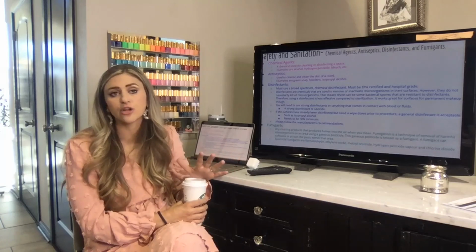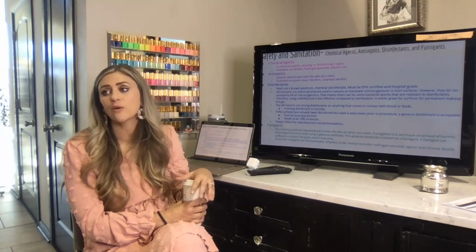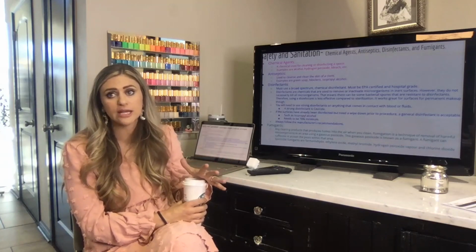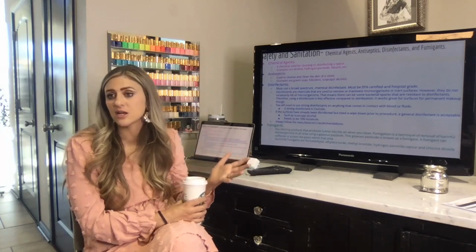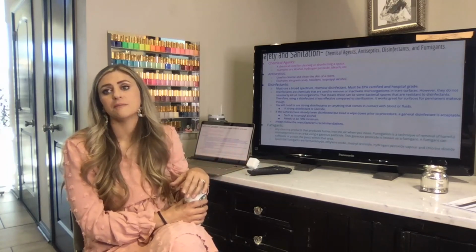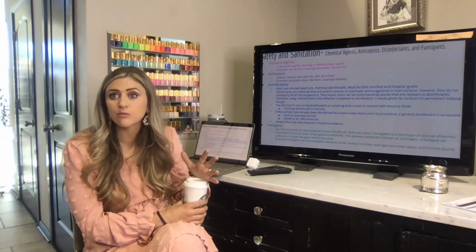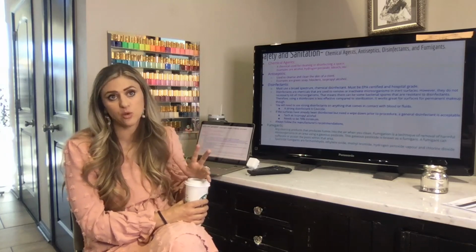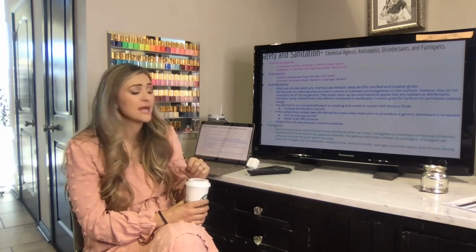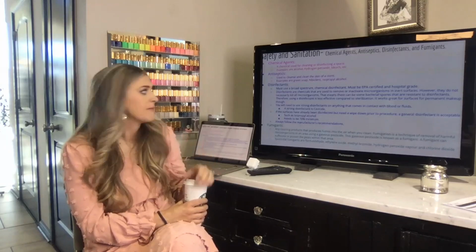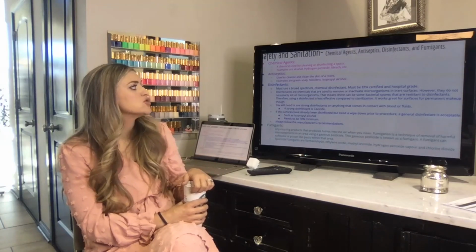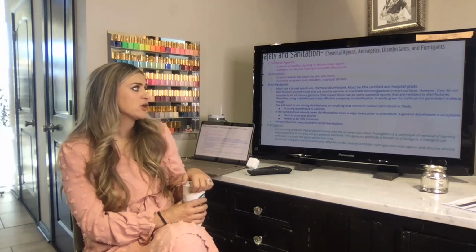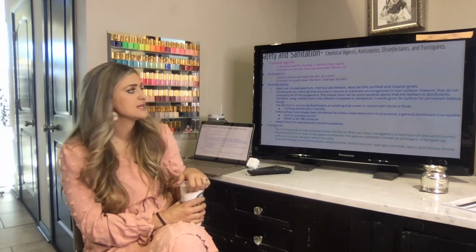Like all your labels on your bottles, they're going to tell you everything that you need to know for cleaning: how to clean, how long it needs to sit on the surface, if you're supposed to use gloves when you use them. All of that information will be on the bottle, and in those safety sheets that we'll talk about. So disinfectants are chemicals that are used to remove or inactivate microorganisms on inert surfaces.